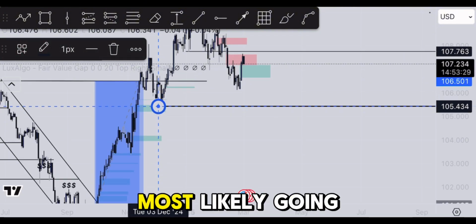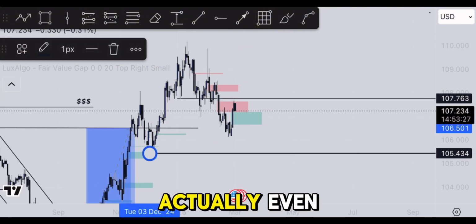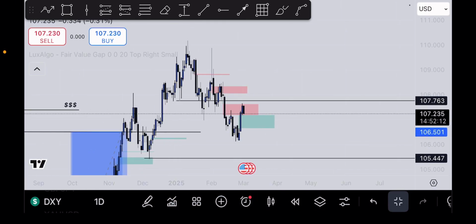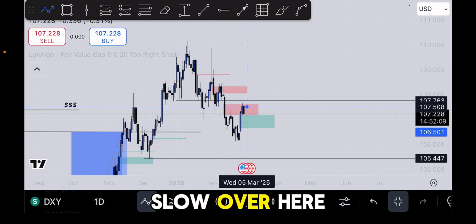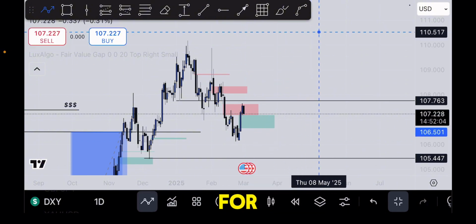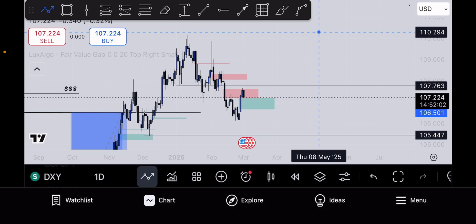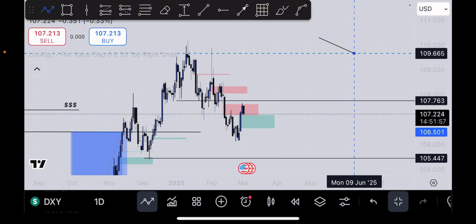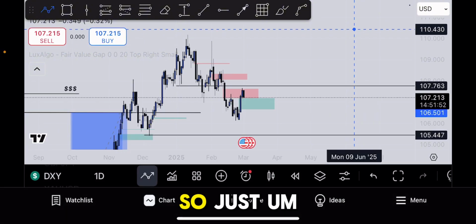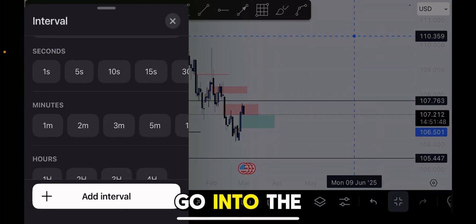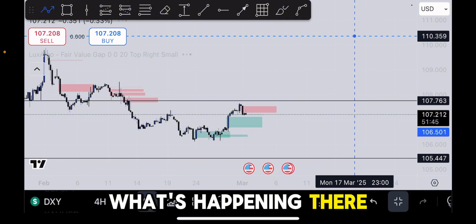This is where the market is most likely going to push to. Our liquidity sweep on the daily time frame is this low over here. So it's possible we do this then continue higher. So for now we are looking for DXY to go lower, and that means we're looking for EUR/USD to go higher. And today is the 3rd of March. So we now go into the 4-hour time frame to see what's happening there.